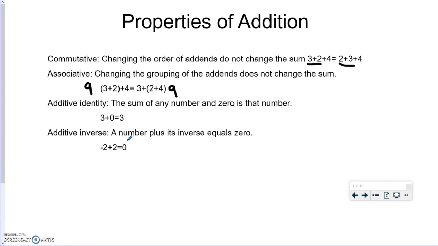Let's look at the additive inverse. An inverse is just the negative version or the opposite version of that number. So a number plus its inverse equals 0. So negative 2 plus 2. The inverse of negative 2 is 2, or you could say they're opposites, because if I add them together, I'm going to get 0. If 2 was in front, then I would have 2 plus negative 2. If it was 3, it would be 3 and negative 3. You kind of get the idea.